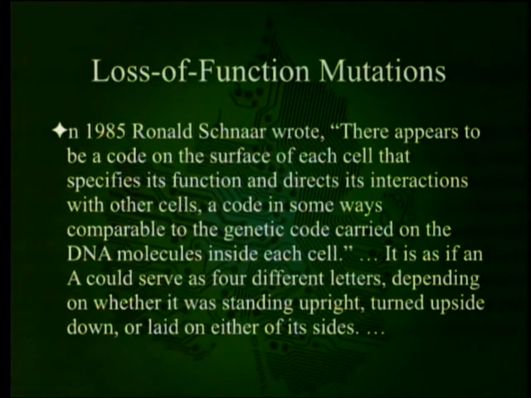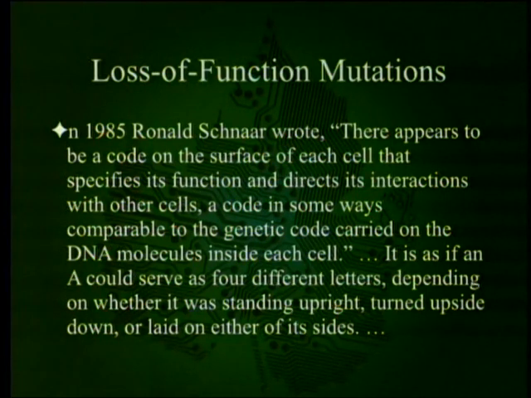In 1985, Ronald Shaw wrote, "There appears to be a code on the surface of each cell that specifies its function and directs its interactions with other cells, a code in some ways comparable to the genetic code carrying on the DNA molecules inside each cell." But not quite, because DNA is done sequentially and always attached the same way. Whereas in this case, it is as if an A could serve as four different letters depending on whether it was standing upright, turned upside down, or laid on either of its sides.